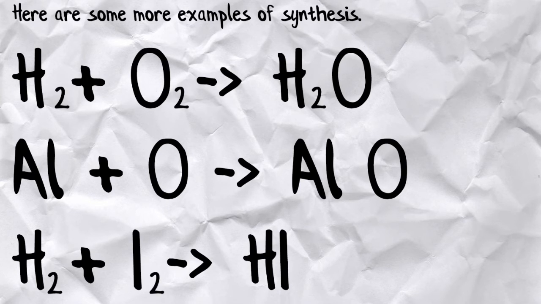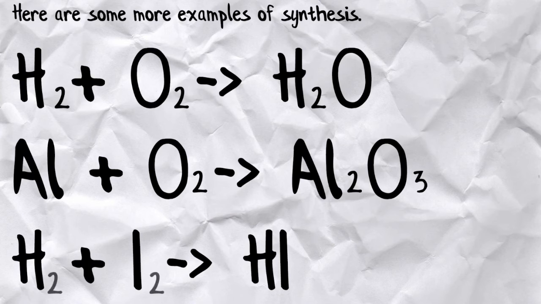Aluminum plus O2 results in Al2O3, aluminum oxide. The aluminum has the charge of 3 plus. Oxygen has the charge of 2 minus. So basically this 3, 2. Also, if possible, round it off. So for example, if this was Al2O4, just write it as AlO2.